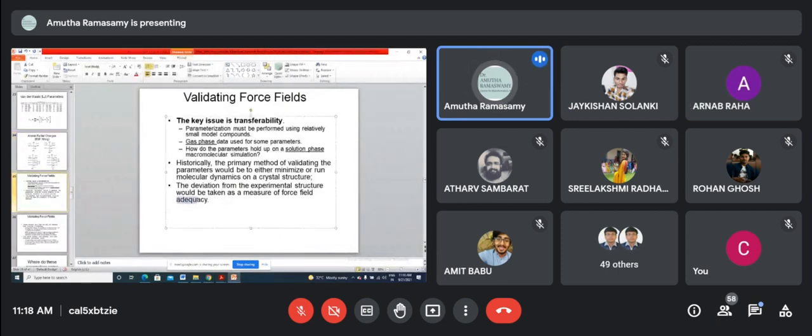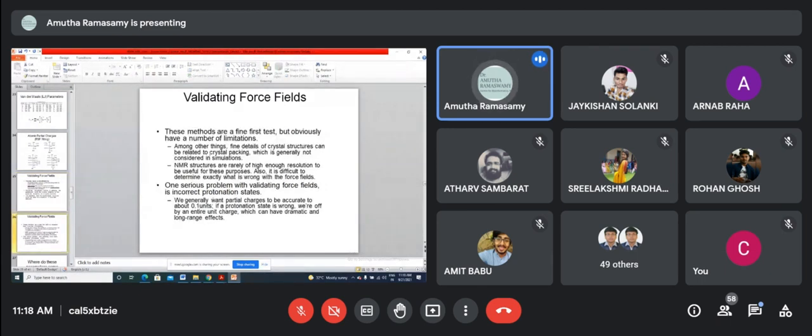When there is no error, then the force field itself is adequate to represent the biomolecule in a simulation package. So these methods are the finest first test, and you have to validate the force field because the protonation sites are important and the number of bonds and everything is important. These are the general things you can go with.